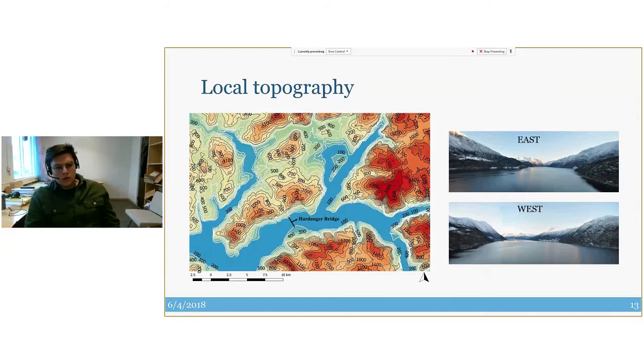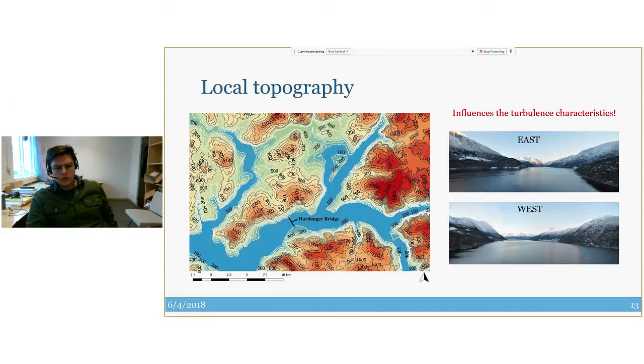So here is the Hardanger Bridge. And the topography surrounding it is, as you can see, very complex. You have mountains reaching up to 1 kilometer high, 1,600 meters on the east, and these affect the wind conditions quite a bit. Here are the views from the middle of the bridge towards east and the west, and you can see that these mountains are very steep and very tall, and this influences the turbulence characteristics.